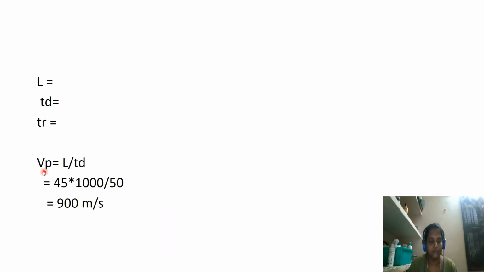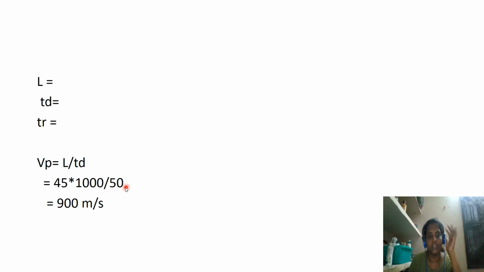So directly, velocity equals distance by time. So your distance is going to be 45 into 1000 divided by time. Okay, so we'll be getting 900 meter per second. So that 45 is the distance from the source. This 50 is in millisecond.